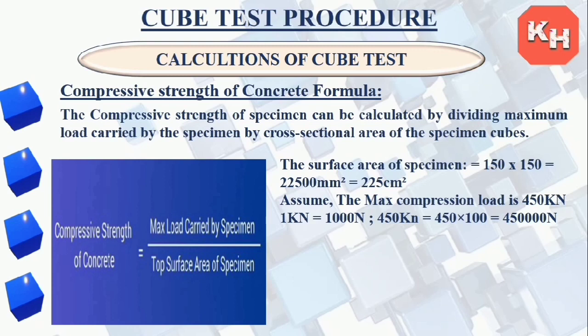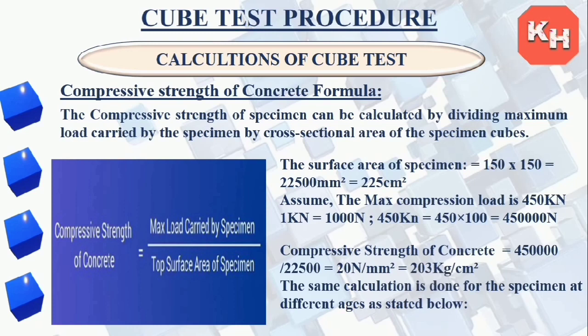Assume the maximum compression load is 450 kilonewton, as 1 kilonewton is equal to 1000 newton. 450 kilonewton is equal to 4,50,000 newton. Compressive strength of concrete is 4,50,000 newton divided by 22,500, which is equal to 20 newton per millimeter square. That is 203 kg per centimeter square. The same calculation is done for the specimens at different ages as stated below.